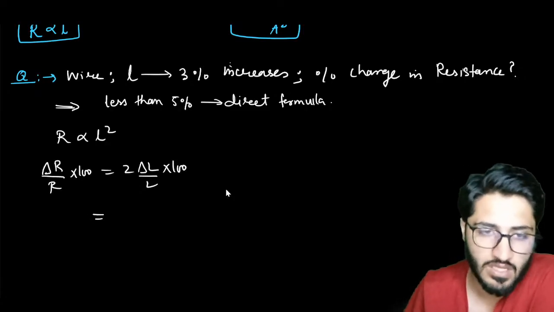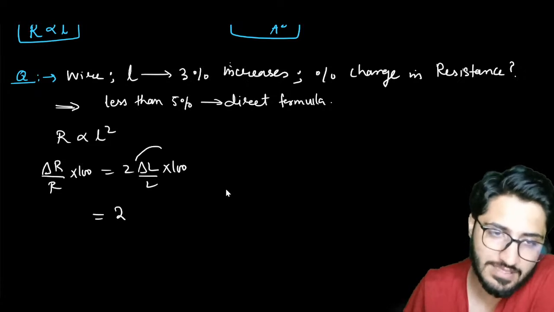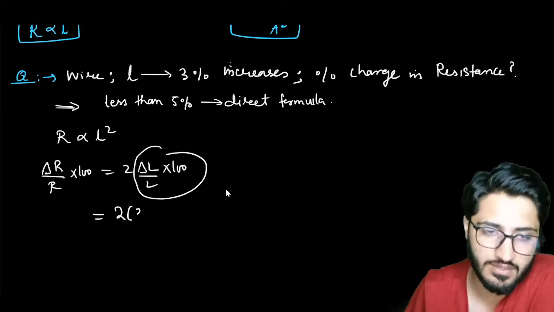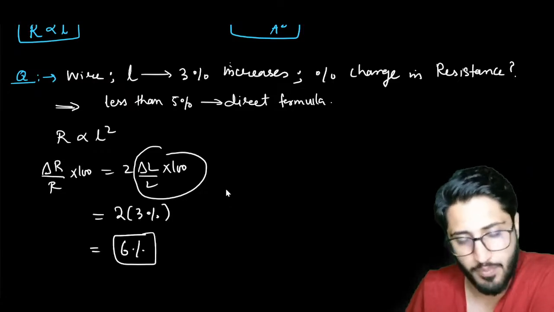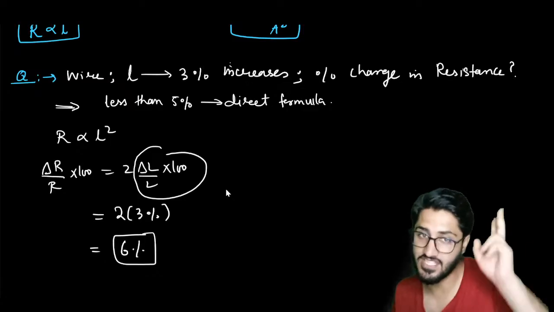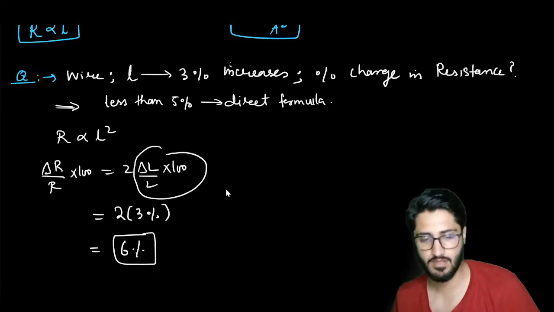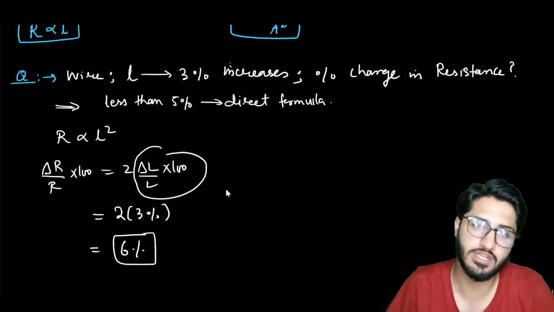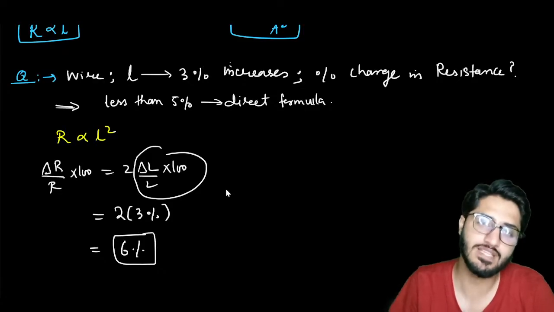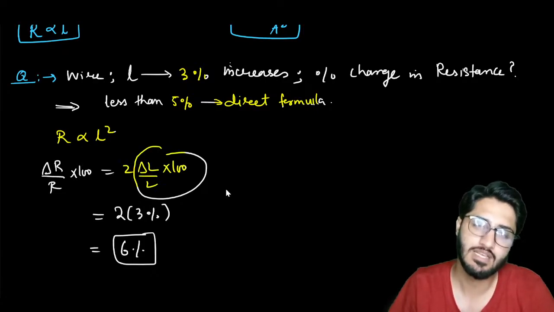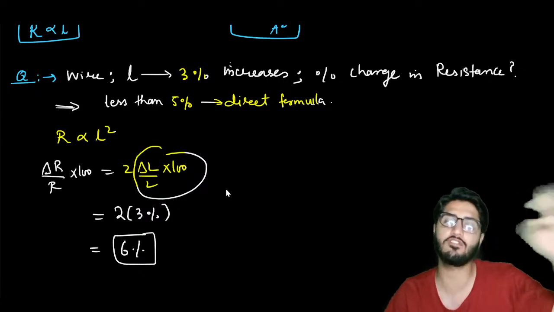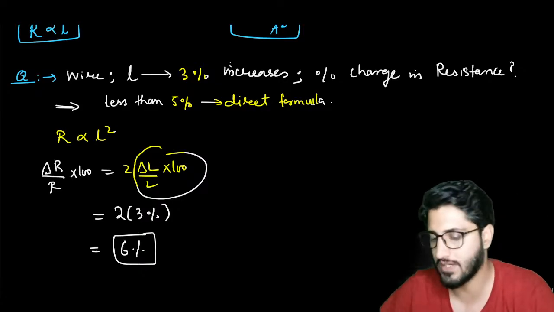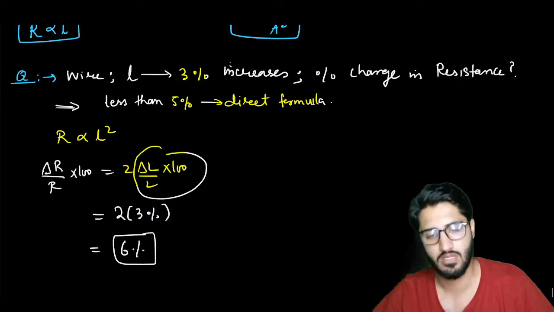It is 2, and the given change is 3%, so my answer came out to be 6%. So my change in resistance is 6%. We need to apply this formula only, no? If the change is less than 5%, I can use the direct formula. In the next numerical, we will do one in which more than 5% is there. The last numerical.